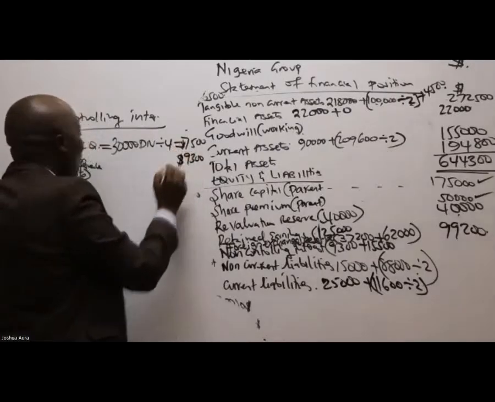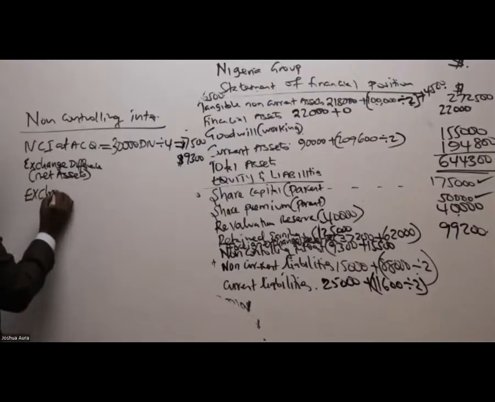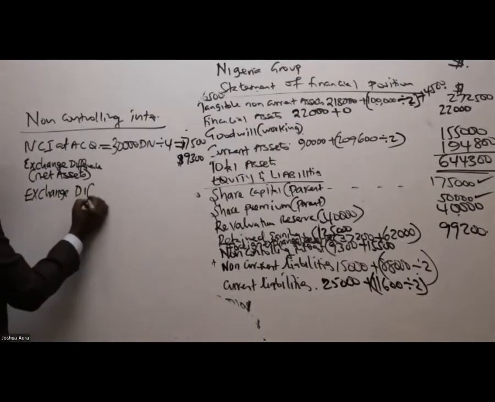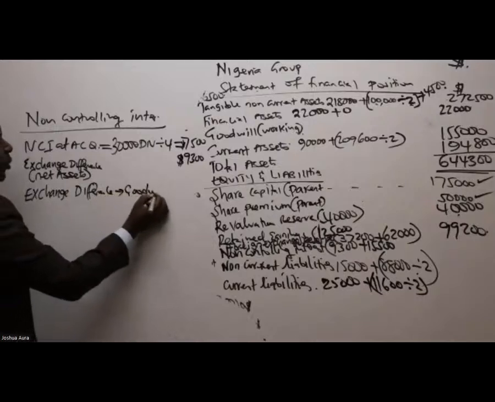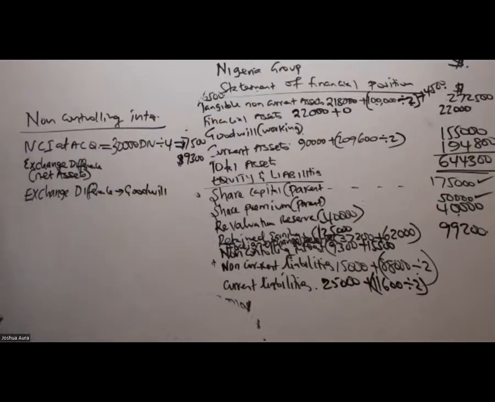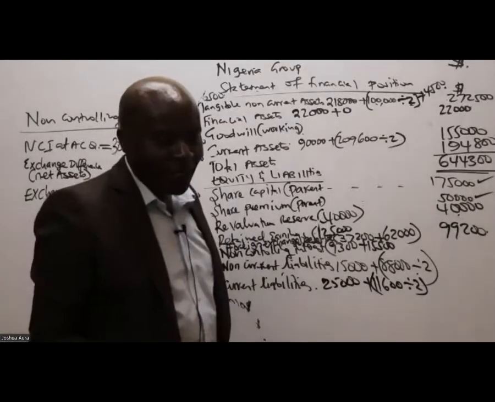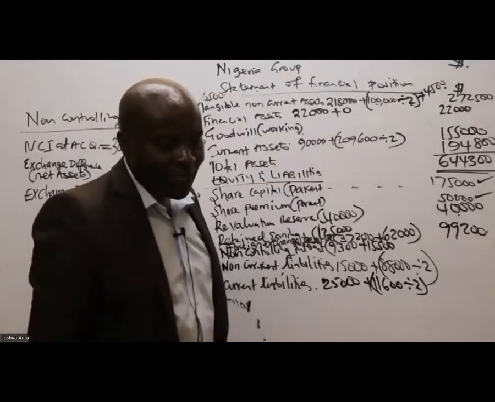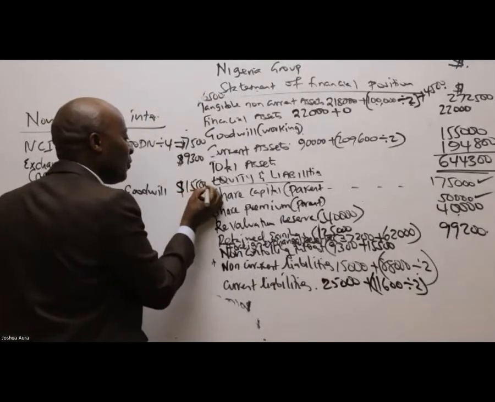We also gave them something from the exchange difference of goodwill. Is there somebody who is able to remember this? 15,500. We gave them something, and already this is translated, 15,500.